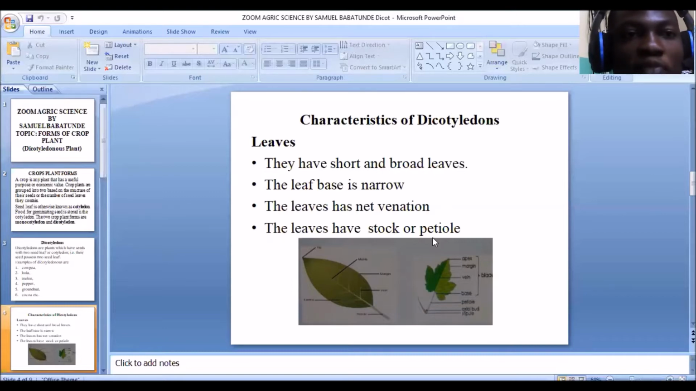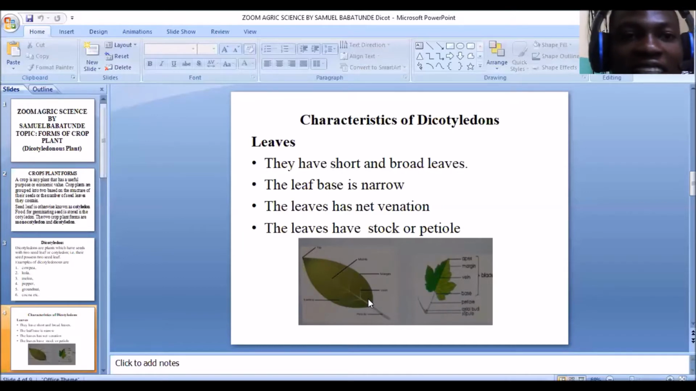Also, the leaf base is narrow. Now, this is a diagram of a dicot leaf. You can see the leaf is short and broad. You can see it is broad compared to a monocot plant. And look at the leaf base. See the leaf base is narrow. But in a monocot plant, the leaf base circles or encompasses, like it covers the stem. It has a broad leaf base. That's for the monocot. But for the dicot, the leaf base is narrow.